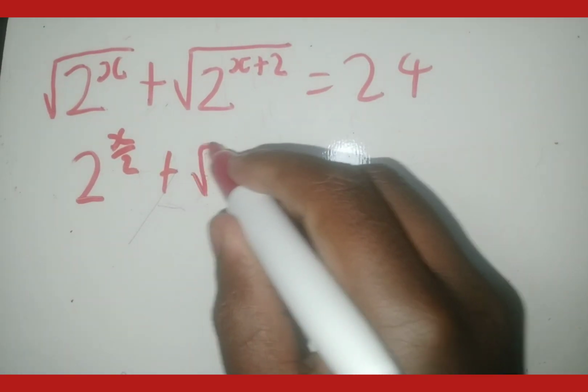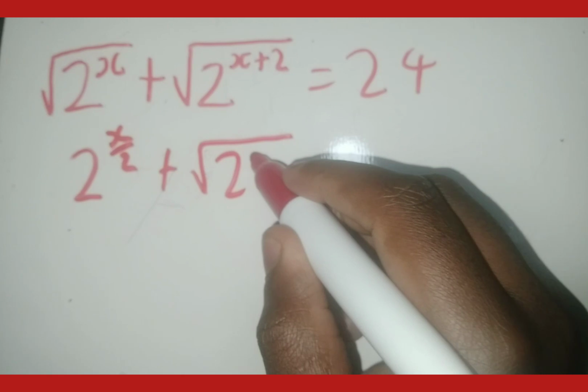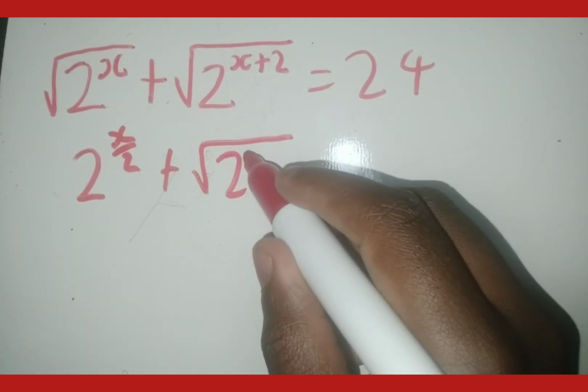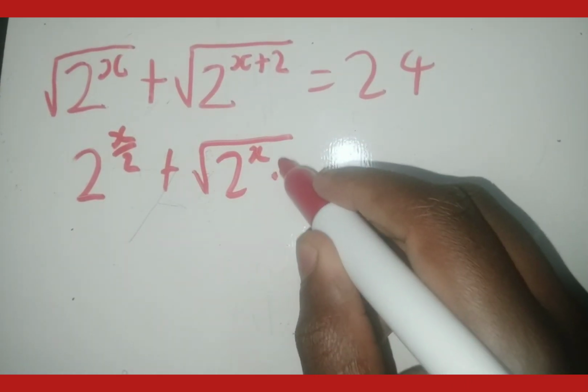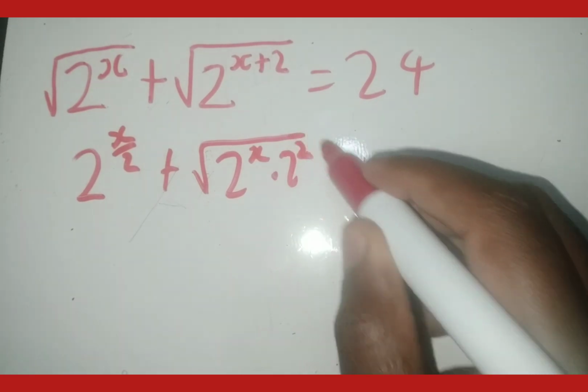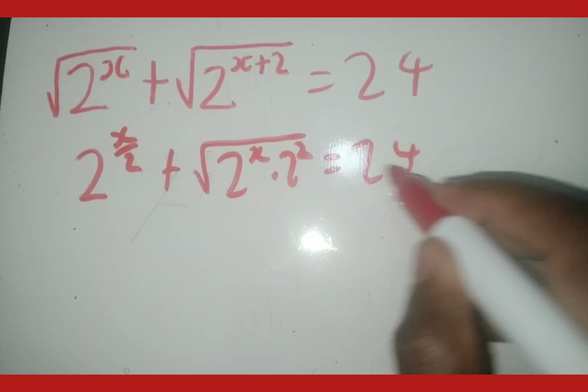Then this square root is still there because we're not yet converting it. We're still splitting this stuff. So then this is going to be 2 to the power of x times 2 to the power of 2, and this equals 24.